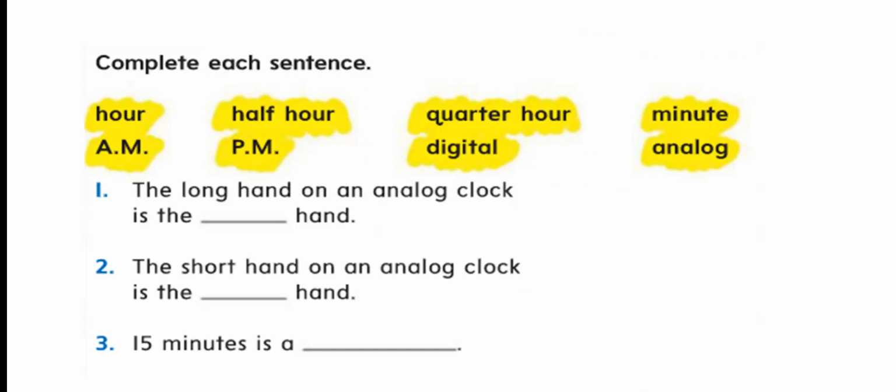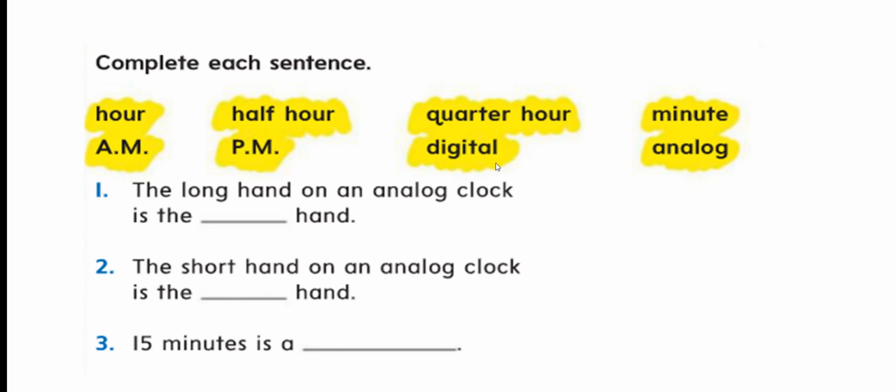Now here we have how many? 1, 2, 3, and we have other questions on the other side that we need to complete. We need to complete the sentences with these 8. We have 8 total sentences to complete. We're gonna use the words hour, AM, half hour, PM, quarter hour, digital, minute, and analog. These are the words we're gonna be using to complete each sentence.